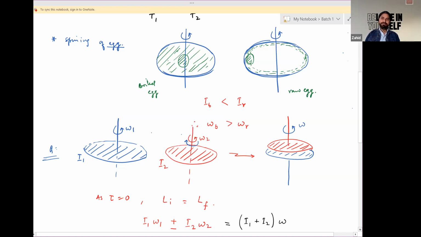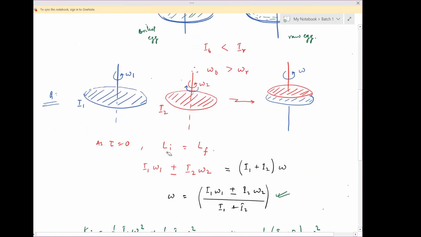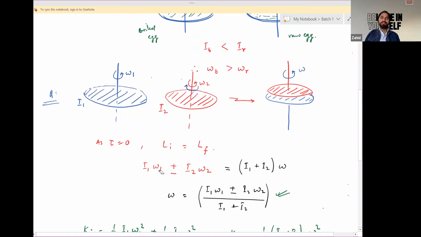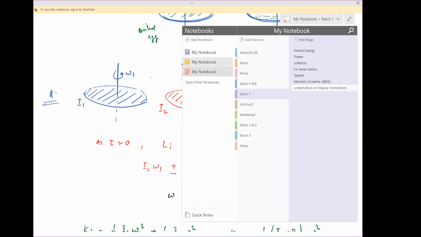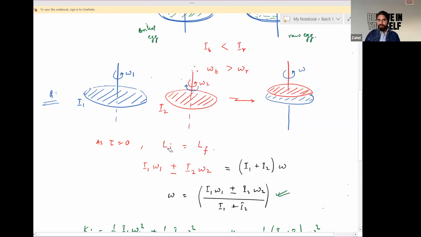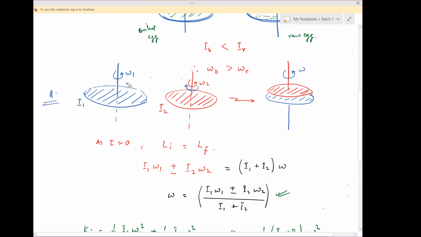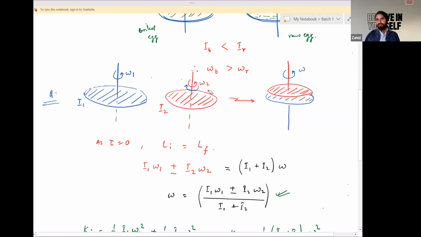Salman, is it clear? Yeah, okay. Angular momentum equals moment of inertia times angular velocity, which I defined in the last class. So the total initial angular momentum is I1 omega 1 for the first part, and for the second part it is I2 times omega 2. If they are rotating in the same direction, there will be a plus sign, or if they are rotating in opposite directions, then there will be a negative sign. On combining them, angular velocity will become the same, so I1 plus I2 times omega. This omega is called the common angular velocity.